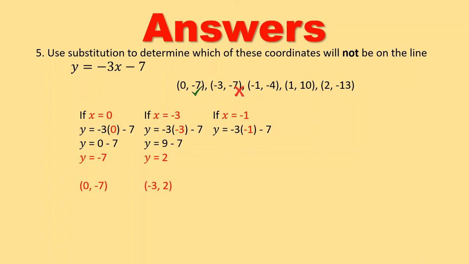If x is equal to negative 1, y will be equal to negative 3 times negative 1 minus 7. Again, negative times negative is positive. That's going to be 3 minus 7, which is negative 4. So negative 1, negative 4, that's correct. That is on the line.